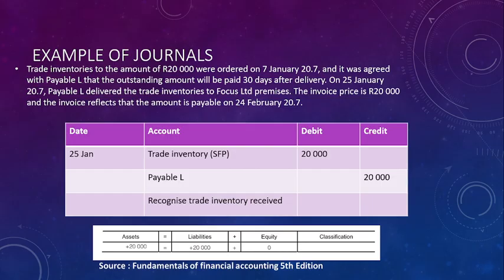So in this example, the date is very important, guys, right? We are going to recognize it as an asset on the 25th of Jan, not on the 7th, because on the 7th we just ordered it. On the 25th, that's when it was delivered to us, and we could make use of it. Sorry if I mixed the dates up. On the 25th, that's when we could use it. So when you're doing your journal entry, you're going to write 25 Jan by the date.